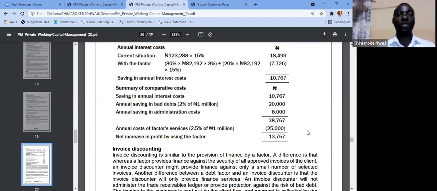You now have money in your hands in advance to do your business. So you want to weigh the reputational risk and the benefits of using the debt factor. Debt factor should always only be used as a last resort.